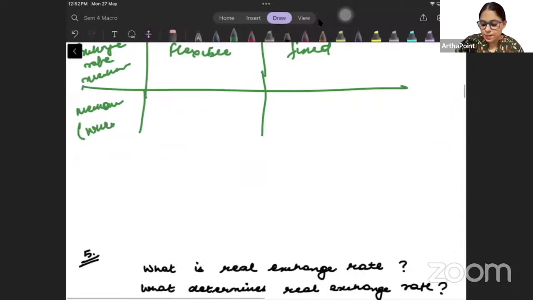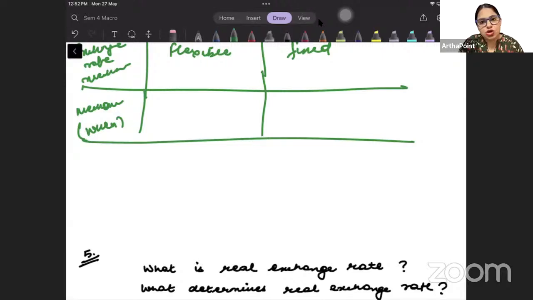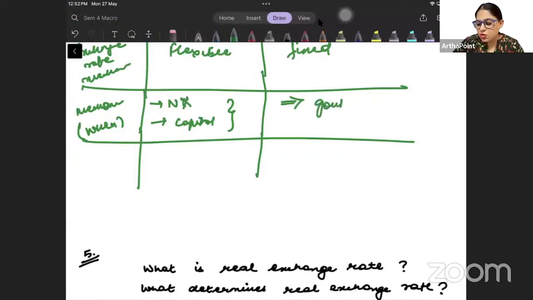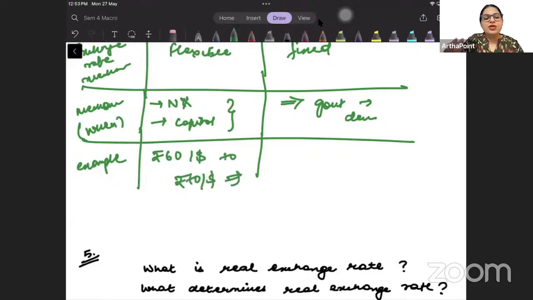When will it take place? When? So you will answer that depreciation of the currency takes place when, you will write all the situations. What happens to net exports? What happens to capital flows? In which case does depreciation happen, right? And here you will write that devaluation takes place when the government wants to devalue the currency, right? So you will explain when depreciation takes place and when devaluation takes place. Then you will give an example. In the example you will say that if I go from rupees 60 per dollar to rupees 70 per dollar, then the rupee is depreciating.